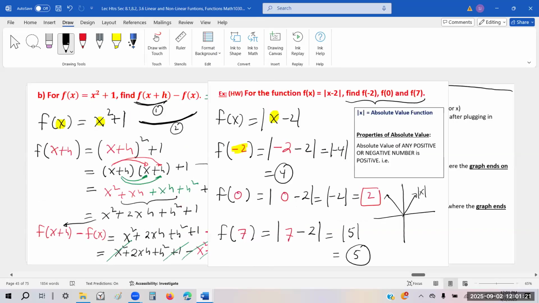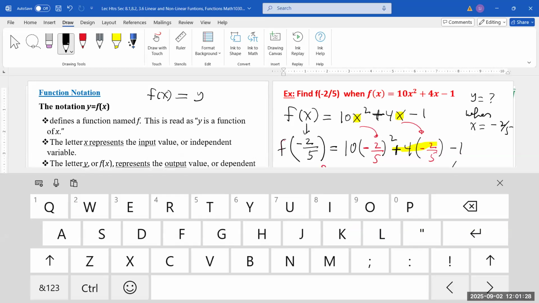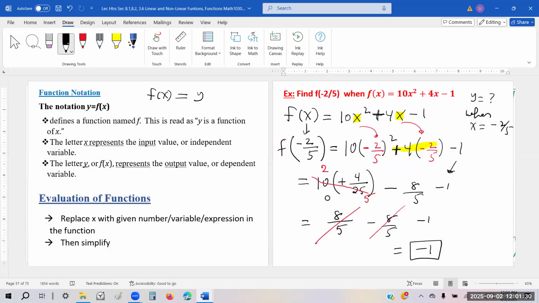I should give you a quiz. Next quiz will be based on domain. No, domain will be too hard for you. Function. Decide whether something is a function or not.